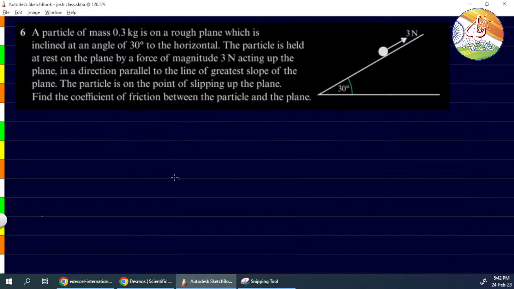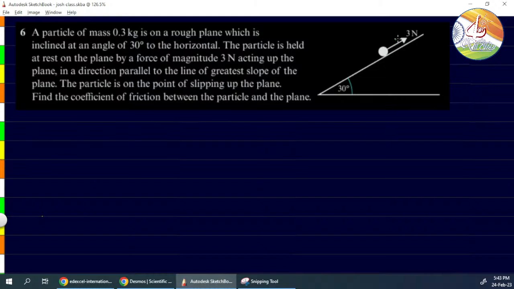So a particle of mass 0.3 kg is on a rough plane which is inclined at 30 degrees. The particle is held at rest by a force of 3 newtons acting up the plane, in the direction parallel to it. The particle is on the point of slipping up the plane. What does it mean by up the plane? Up the plane means the object is about to slip to the upper side.